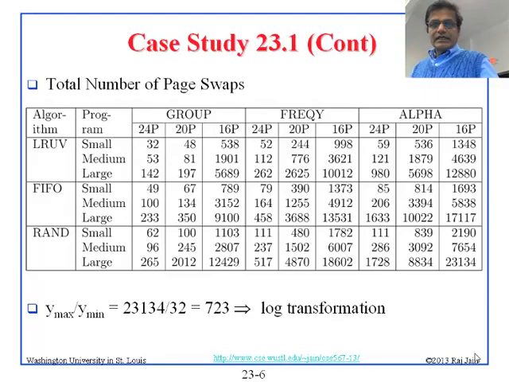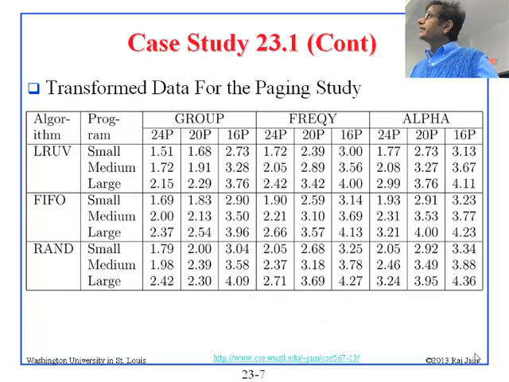All right, and here is the raw data. So they ran all these experiments. But the y max to y min range is very large. So they said, let's try the log transformation. After the log, things are more palatable.